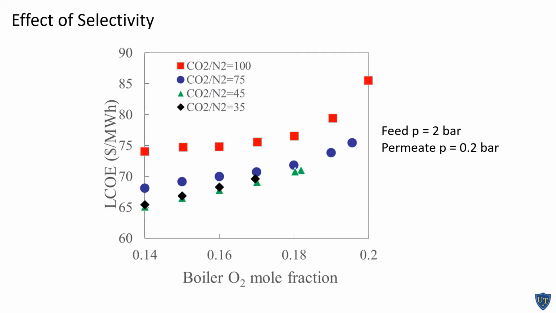Before presenting the full optimization results, I want to talk about the effect of the intrinsic membrane transport properties on the economics, as well as our choice of operating pressures, a feed pressure and a permeate pressure, on economics. First, we're going to talk about selectivity.